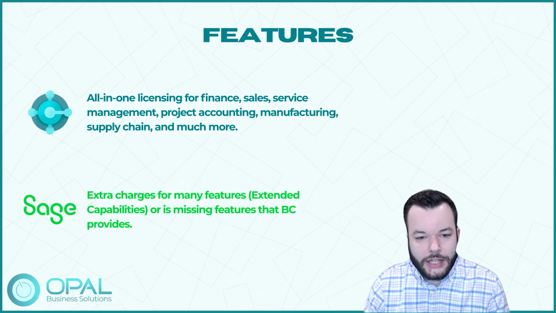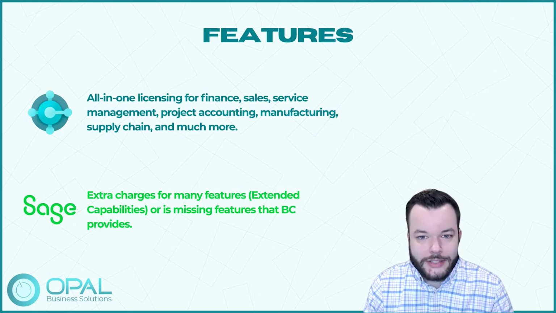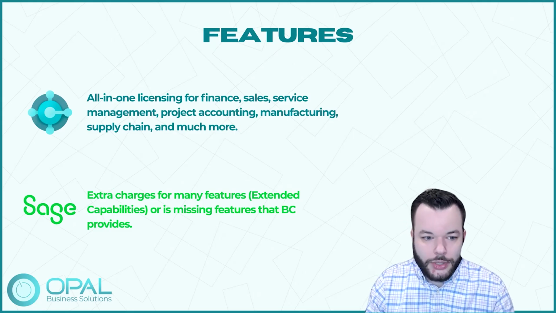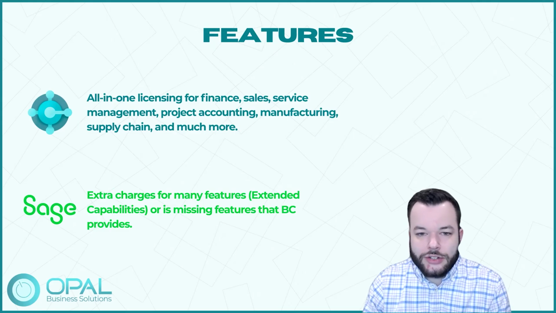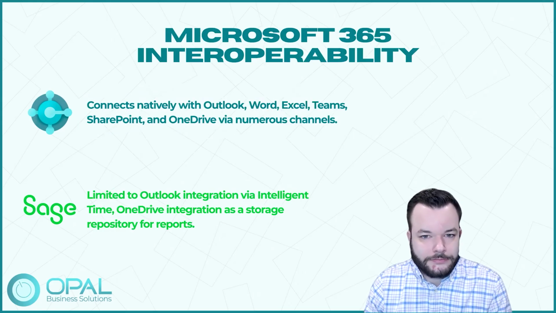The licensing model is also different. Obviously, with Business Central, it's an all-in-one license. That's what you pay for it, and that's everything that you get. Whereas Sage, they charge extra for quite a few of the features.